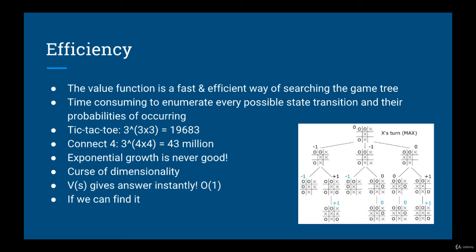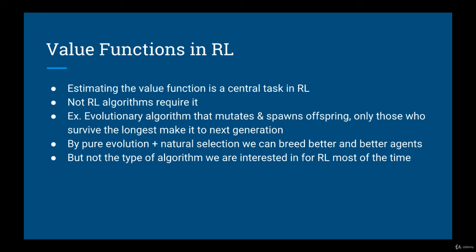This problem, by the way, is yet another instance of the curse of dimensionality, which we've seen in my other machine learning courses as well. Estimating the value function is a central task in reinforcement learning, but note that not all reinforcement learning strategies require it. For instance, a genetic algorithm simply spawns offspring that have random genetic mutations, and the ones who survive the longest will go on to spawn offspring in the next generation. So by pure evolution or natural selection, we can breed AIs that get iteratively better at the game. This is, however, not the type of algorithm we're interested in for reinforcement learning most of the time.